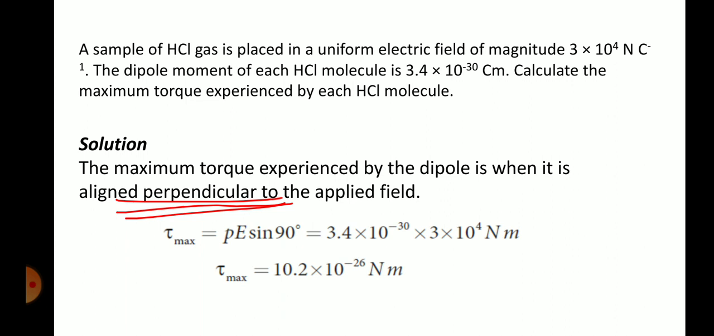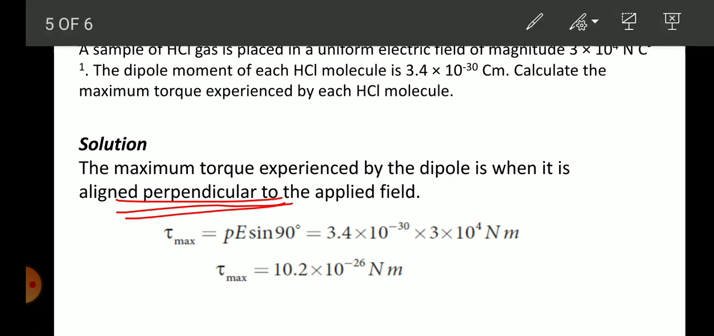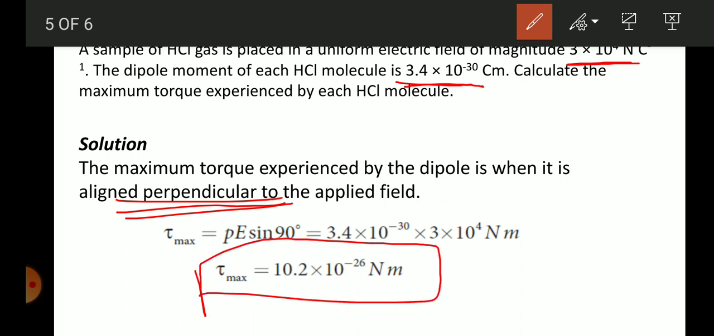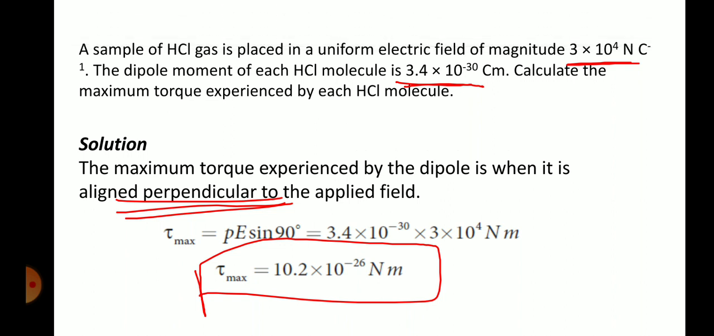P is the dipole moment, which is given here as 3.4 × 10^-30 C m, and the electric field is given as 3 × 10^4 N per C. Substitute the values and multiply, and you will get the maximum torque experienced by the HCl molecule in a uniform electric field of magnitude 3 × 10^4 as 10.2 × 10^-26 N m. It will be asked in 2 marks or directly in 1 mark.